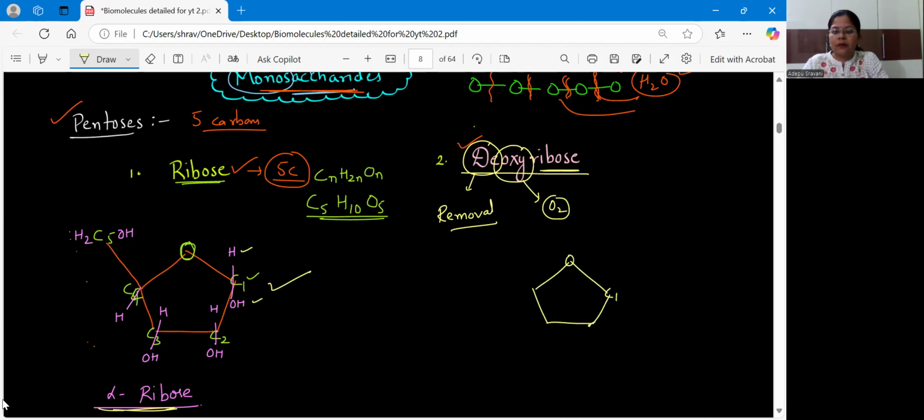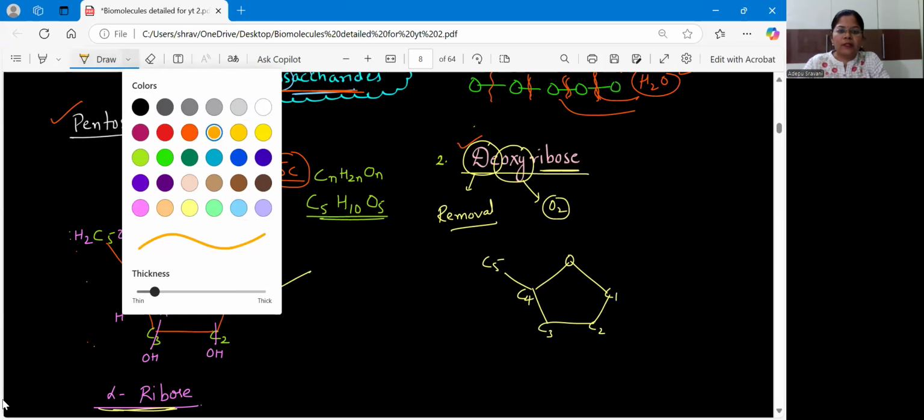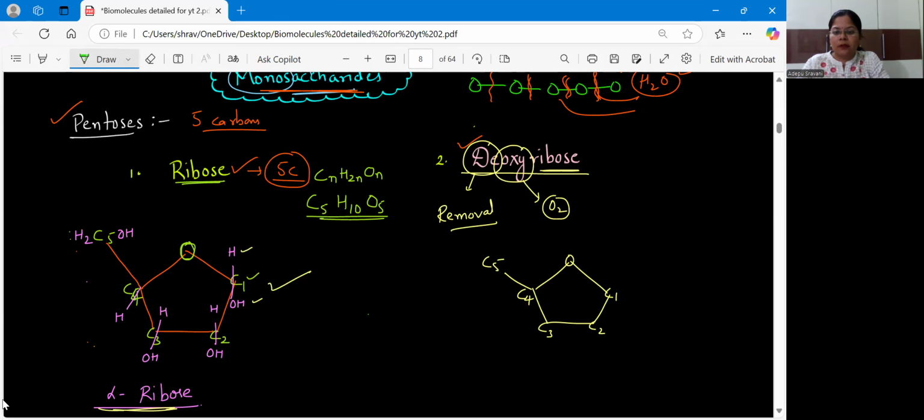Oxygen, C1, C2, C3, C4, and the 5th carbon outside. And now fill all the valencies here: H, OH, H, OH, H, OH, H, OH, and H2. Okay. So here I have drawn the structure of an alpha ribose.